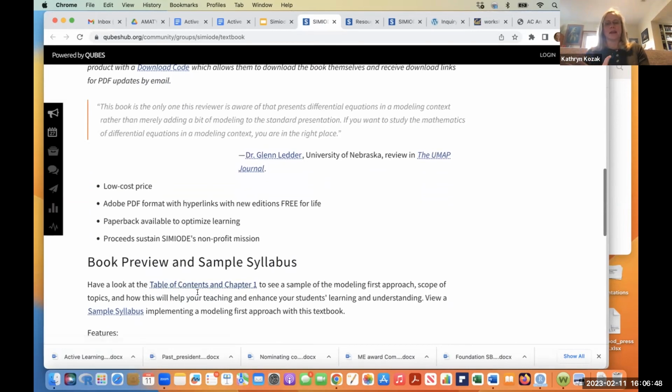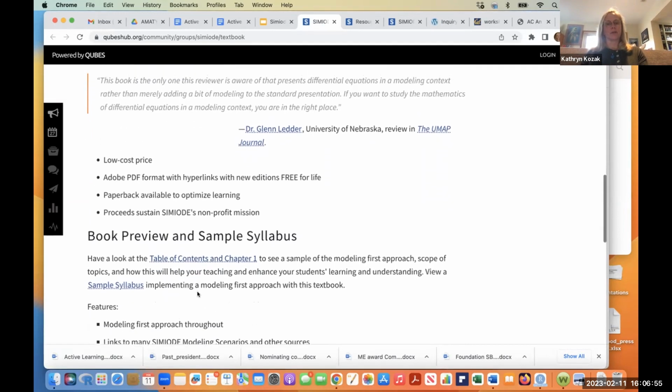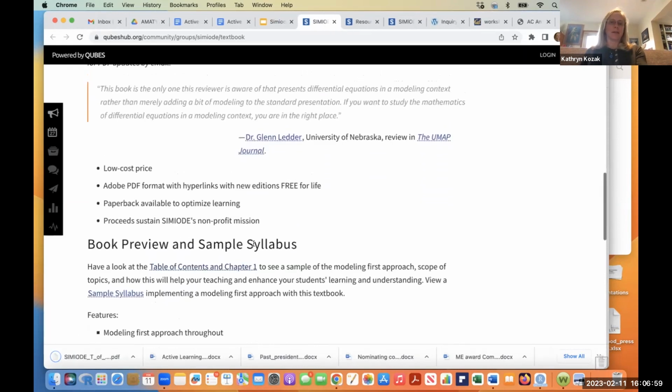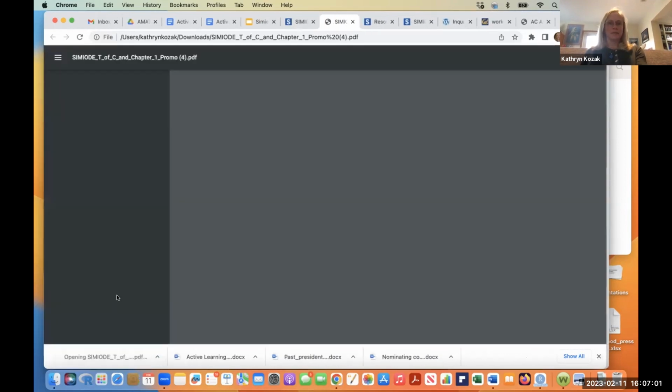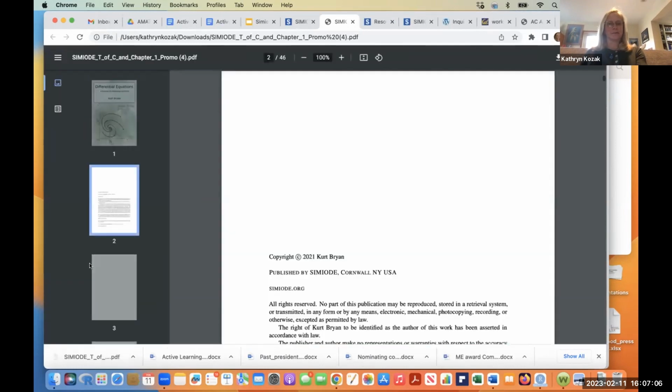So if they haven't had a chance to buy it or they're buying the paper version, they haven't received it yet, they can actually go into chapter 1 and look through the types of problems. And I really love that about it, that it gives you the ability to look into it. And you can download the first chapter, look at what's happening in it.